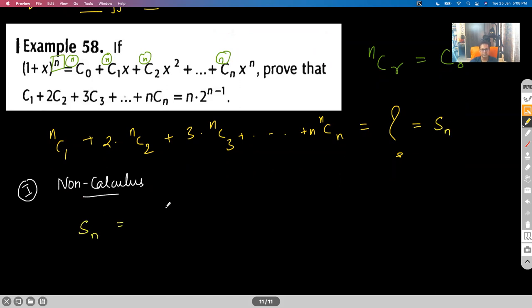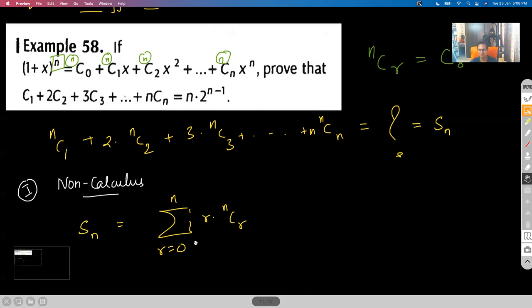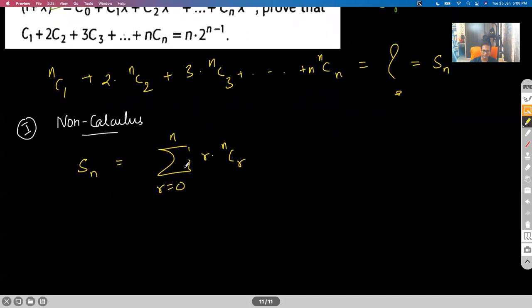So your Sn is nothing but you are trying to sum up r into nCr from r equal to 0 to n, isn't it? It will not be wrong to start with 0, right? Because anyway, the zeroth term, when you put 0, it will be 0 only. Okay. So how do you solve this question?